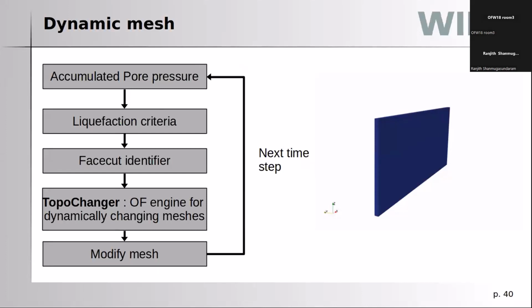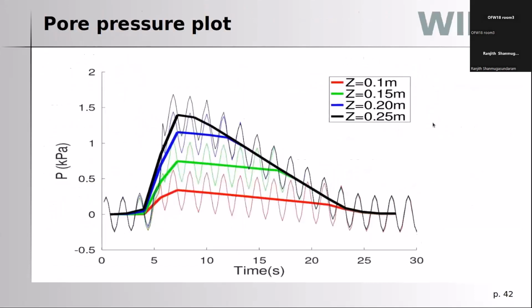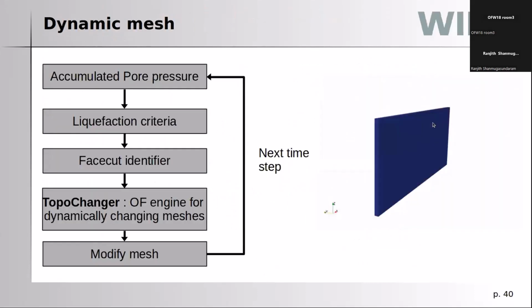So it changes automatically. On the right-hand side, I have an animation for that. Initially it is completely solid, and then after some time you can see it gets liquefied, and you can see the red colored region coming up. Once it gets liquefied, it automatically creates a boundary between the liquefied and the non-liquefied regions.